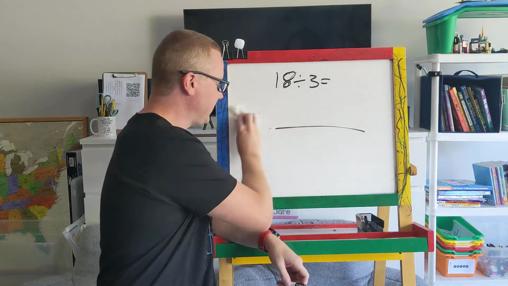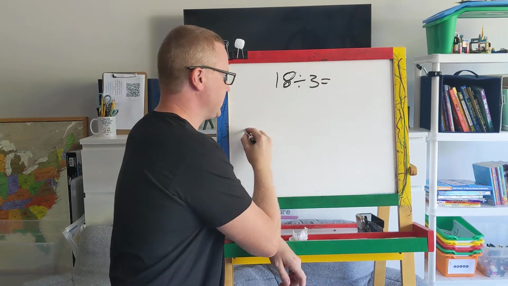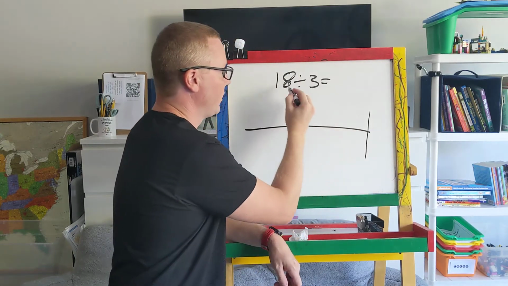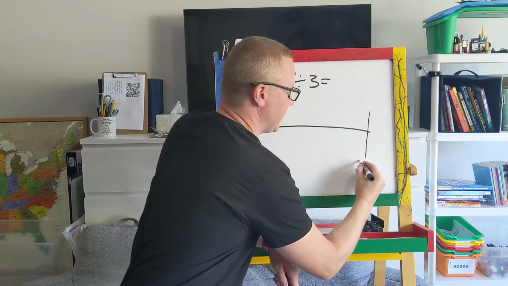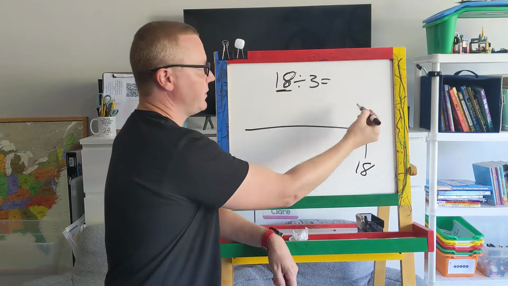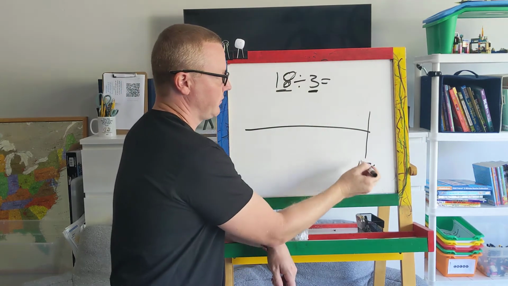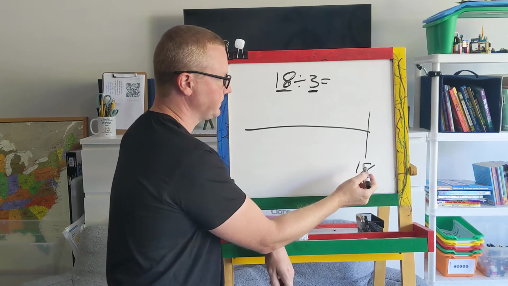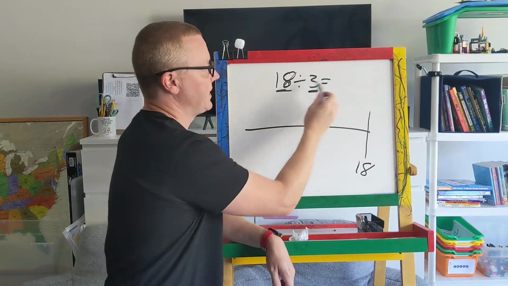It's going to be a little bit different now when we're doing division. We're actually going to start with our bigger number, the first number. We're going to start at the 18 down here, and we're going to go backwards by 3s. So if we start at 18, we'll count the total humps to get our answer.